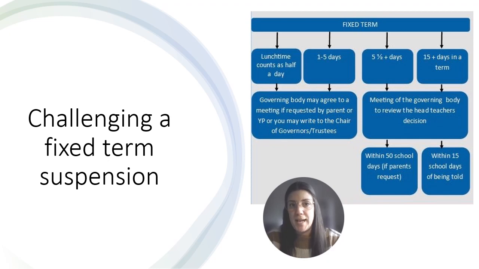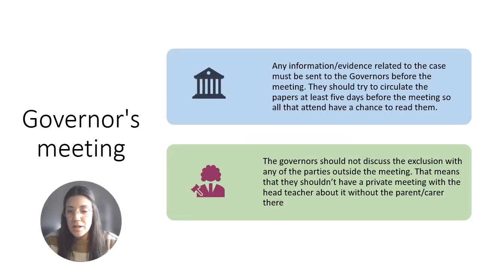A few slides ago, I stressed the importance of making sure that the parent, carer and the child or young person is involved in this process and the evidence and information is given from their side. As stated here, any information or evidence related to the case must be sent to the governors before the meeting. So you can't just bring extra evidence at the meeting. It has to be presented to them beforehand. They should try and circulate the papers at least 5 days before the meeting so that all the people who attend have a chance to read through that evidence and information from both parties.